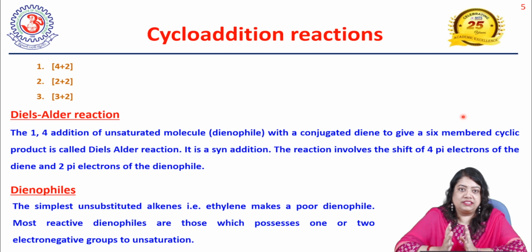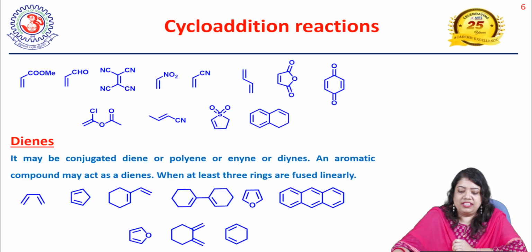Now, I'm going to discuss examples of these dienes and dienophiles. A simple monoene without substitution makes a poor dienophile in Diels-Alder reaction. When some electron withdrawing group is attached to this monoene, it makes a good dienophile for Diels-Alder reaction. Here are the examples of such dienophiles.